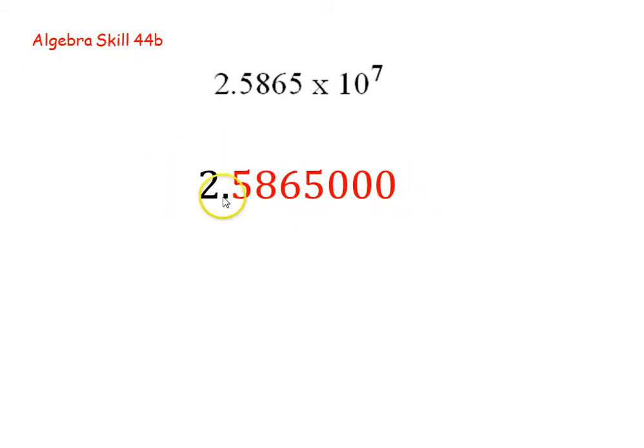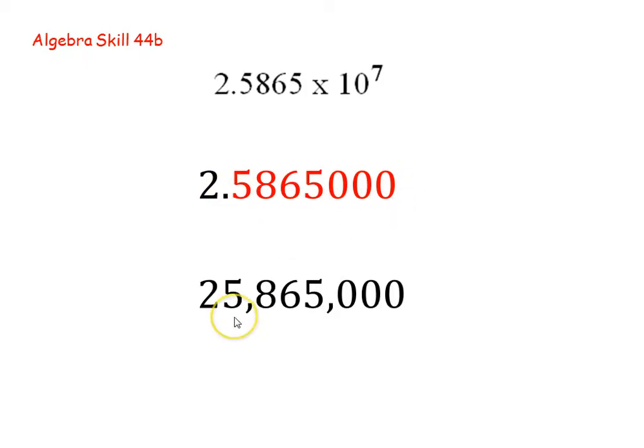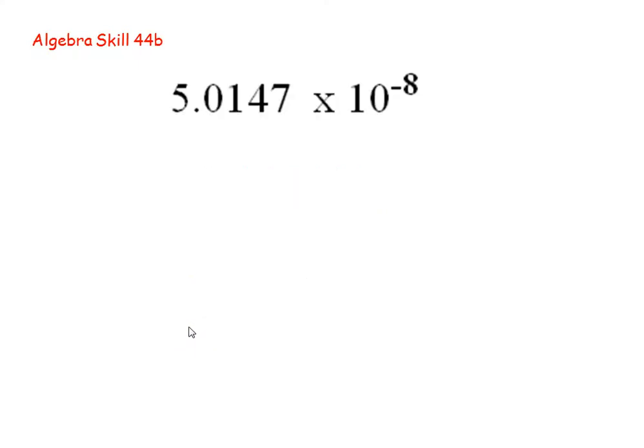This is not our answer because the decimal point needs to move to the end, so our answer will be 25,865,000. Because the decimal point started here, we multiplied it by 10 to the 7th, moving it 1, 2, 3, 4, 5, 6, 7, ending there. So this number multiplied is 25,865,000.